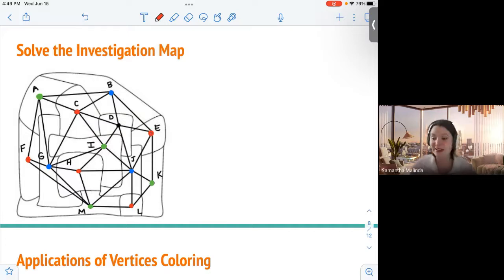Except with D. If you look at D, it is connected to a blue dot, which is B and J, connected to a red dot, which is C and E, and a green dot, which is I. And so D is going to have to be a totally different color, which I'm going to make purple. So this makes the chromatic number 4. And so when we color this map, we would have to color in 4 different colors.